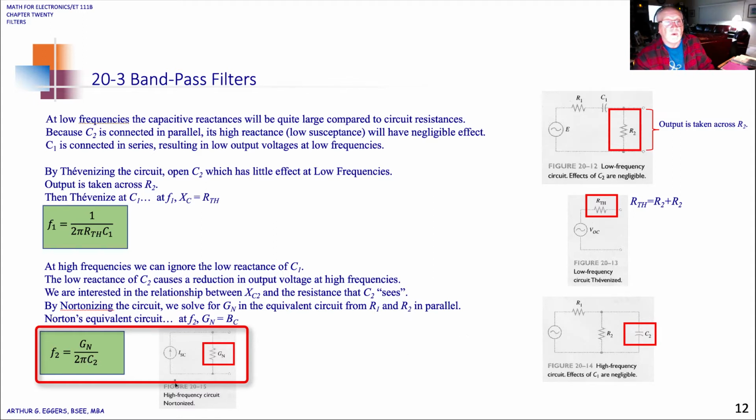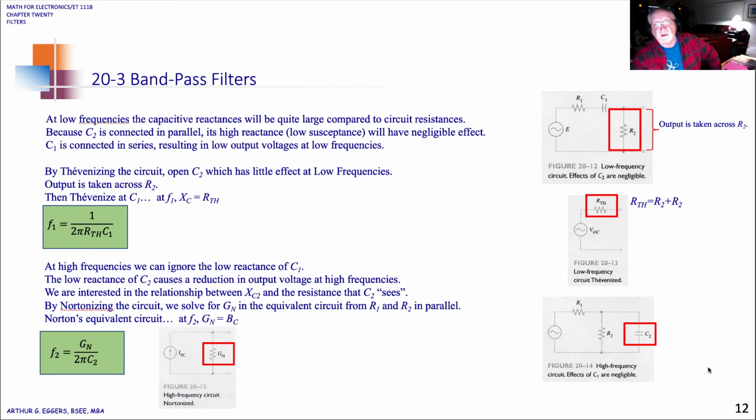So now we end up with a high frequency circuit. Notice here we've got a current source replaced from the voltage source in our circuit. So we've got the current source and G Norton. It becomes our equivalent circuit.